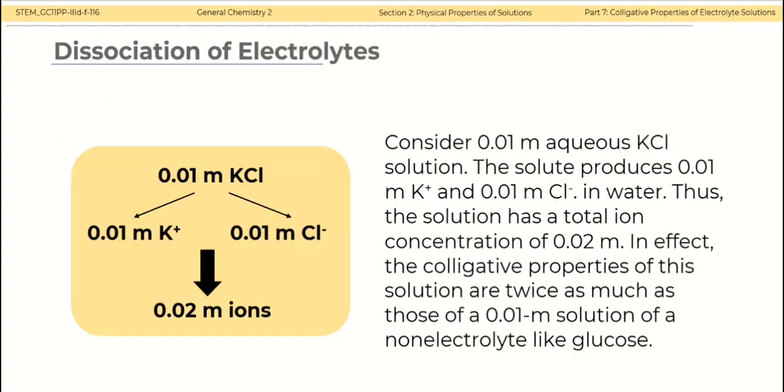Consider a 0.01 molal aqueous potassium chloride solution. The solute produces 0.01 molal potassium ion and 0.01 molal chloride ion in water. Thus, the solution has a total ion concentration of 0.02 molal. In effect, the colligative properties of this solution are twice as much as those of a 0.01 molal solution of a non-electrolyte like glucose.